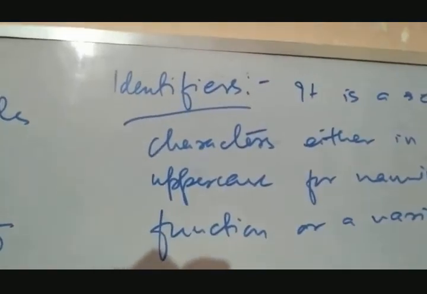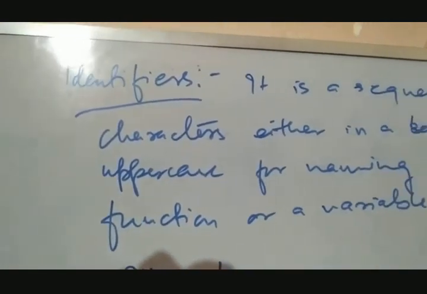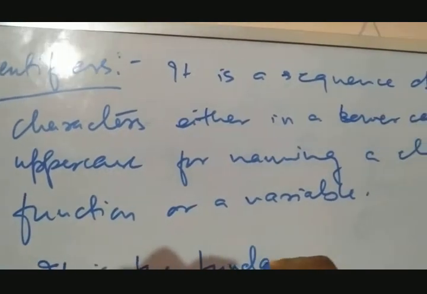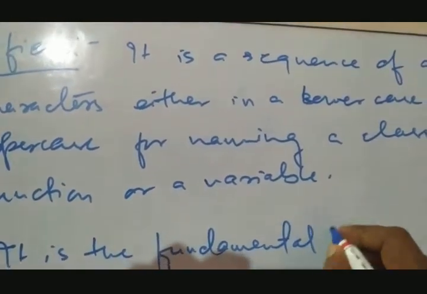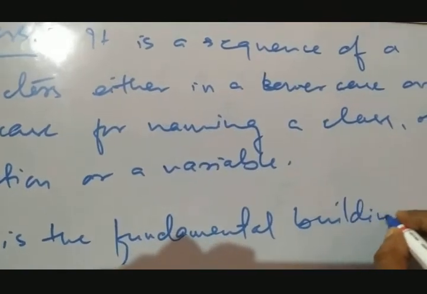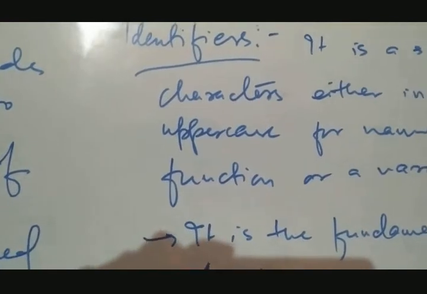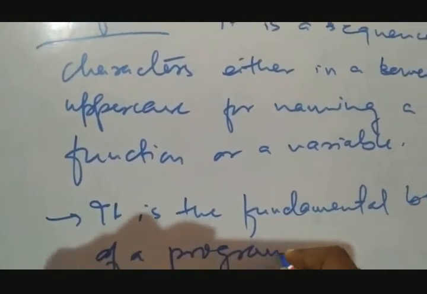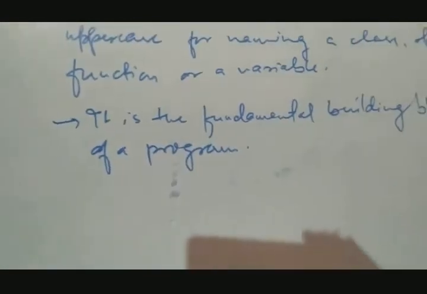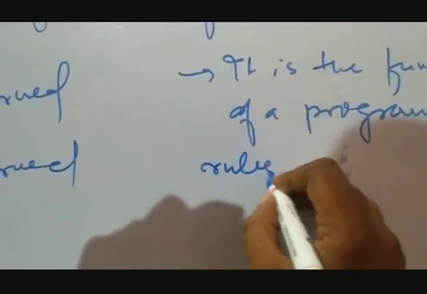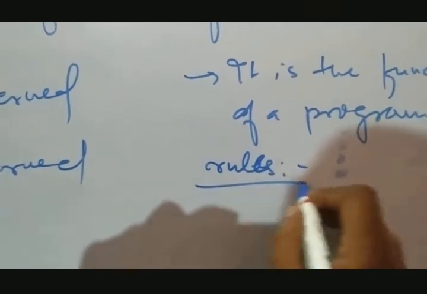It is the fundamental building block of a program. This is a fundamental building block of a program. Now, there are some rules and guidelines for the identifiers. What are the basic rules which you people should remember?